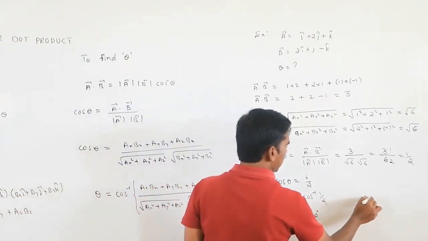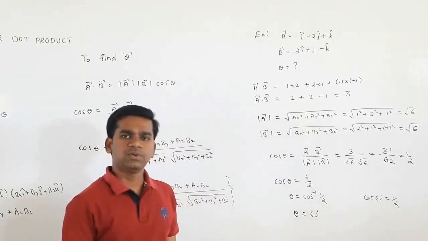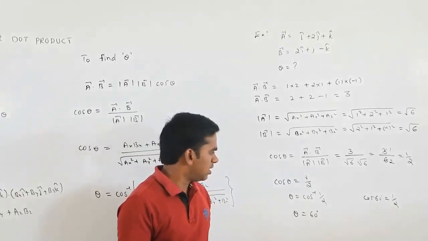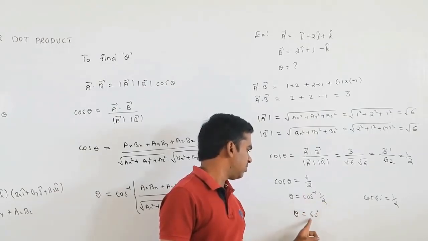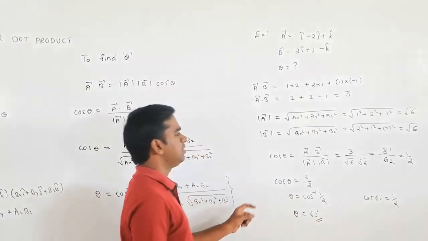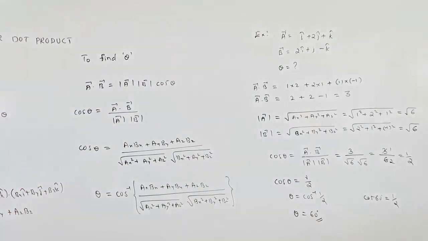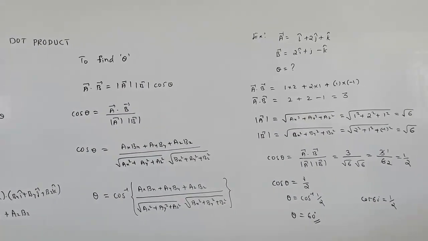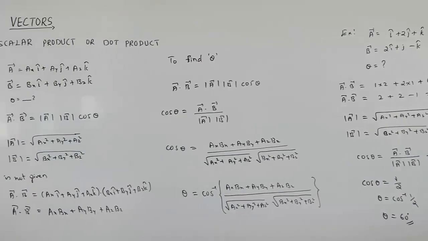Cos of 60 equals what? 1 by 2. Cos of 0 is 1. Cos of 30 is root 3 by 2. Cos of 45 is 1 by root 2. Then cos of 60 is 1 by 2. So cos inverse of 1 by 2 will become 60. So this is how you can find theta when the vectors A and B are given. No need to remember a direct formula, you just need to know the formula A dot B equals magnitude of A, magnitude of B and cos theta. It is just an example of how we can get the answer.